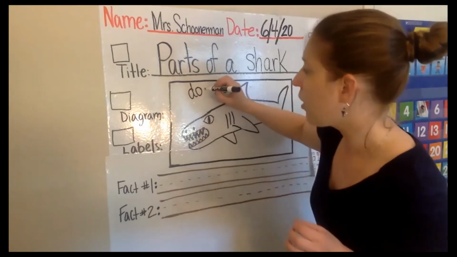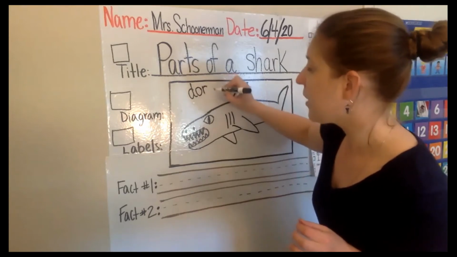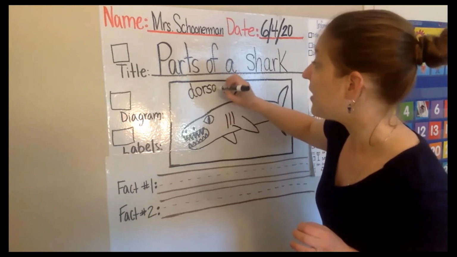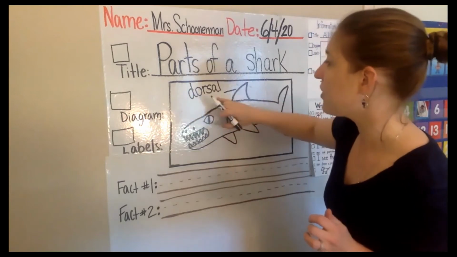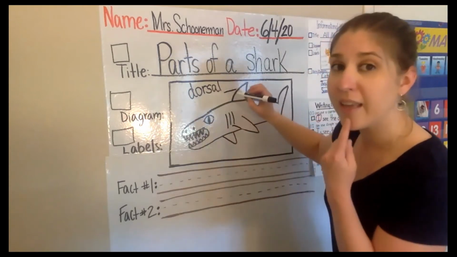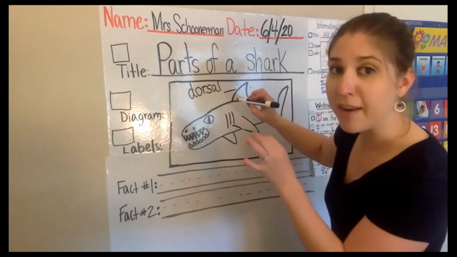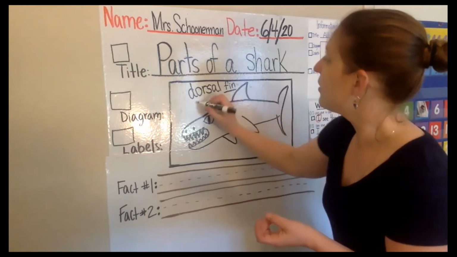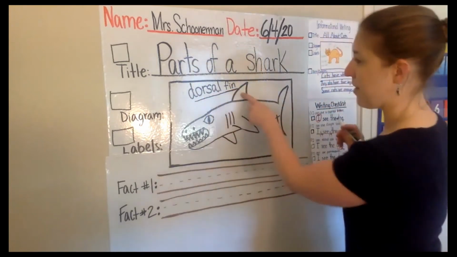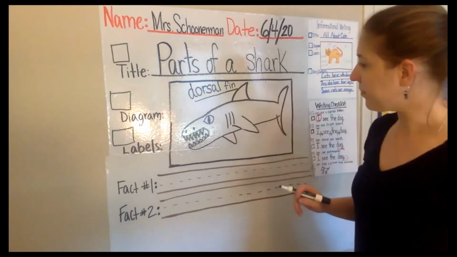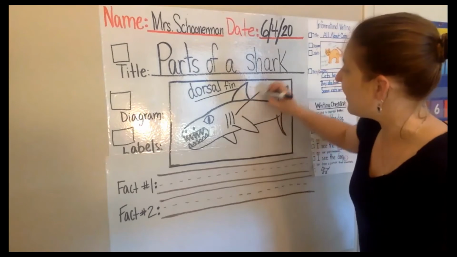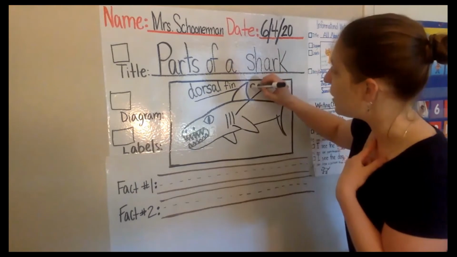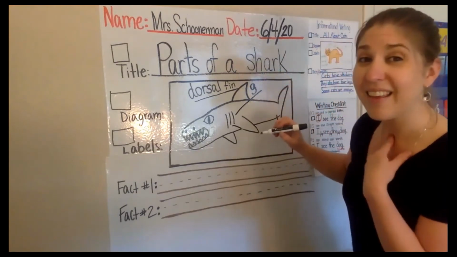O, you hear the O, R, dorse, S, dorsal, and then it's an A-L, dorsal, N, fin. So F-I-N, dorsal fin, right there. That's how to spell it. Okay, the next thing I want to add a label to is the gills. Gills. G. You hear the G at the beginning? G. G. I.